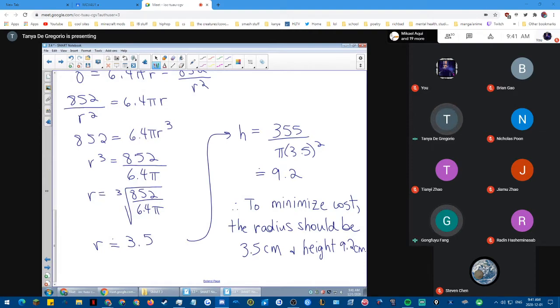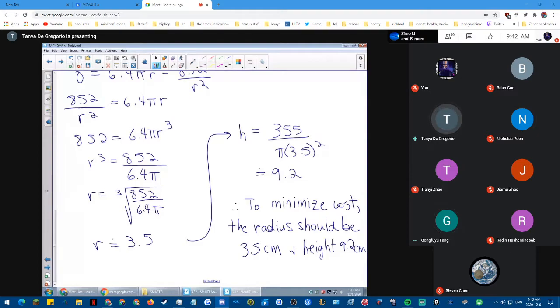On the test, do you want us to sub in the fraction or the decimal? You know what, it's okay to put in the decimal. Technically, to get an exact value, you should be subbing in 852 divided by 6.4 pi, but it's okay. You can go ahead and just round it. The reason is, realistically in life, when you're building something, at some point you're going to have to round. Like if you're cutting a piece of wood or a piece of tin, at the end of the day, you need to round. And so it's okay to round.